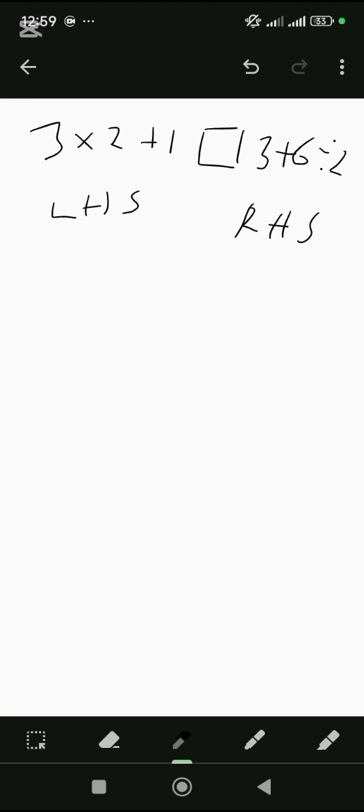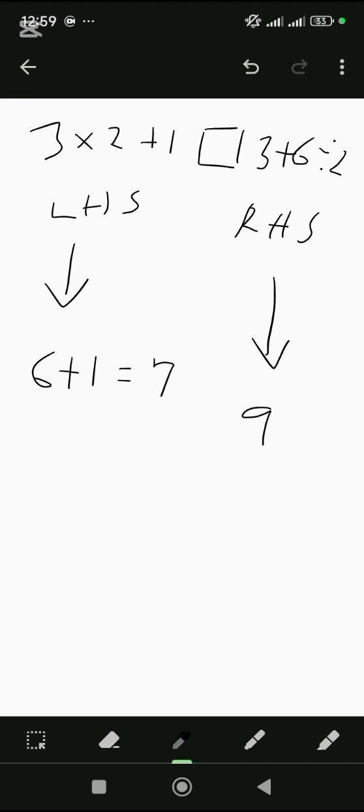So let's solve the left hand side, which is this. 3 times 2 is 6, plus 1 is equals to 7. Let's solve this other one. 3 plus 6 is 9. Okay. Divide by 2.